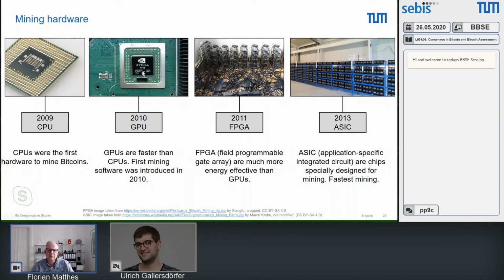Then the next step was a development, because so many people wanted to have this, that it was profitable to create chips which are optimized to do nothing else than compute, to use FPGAs, programmable gate arrays, to run the puzzle. And finally, it was even profitable to build application-specific integrated circuits. So you really had a design which could do nothing else than Bitcoin mining. And then you get these farms of ASIC computers. This leads to the fastest mining, and so now miners have a lot of very expensive hardware.